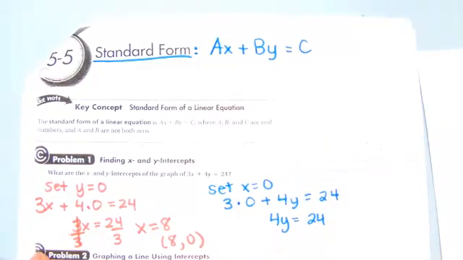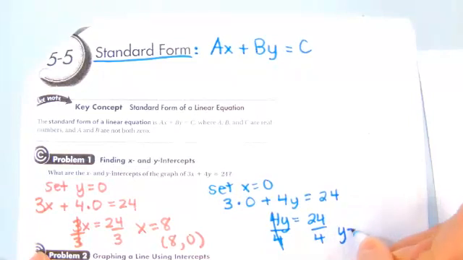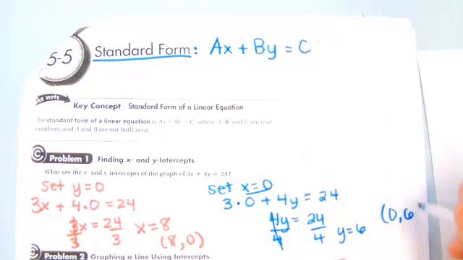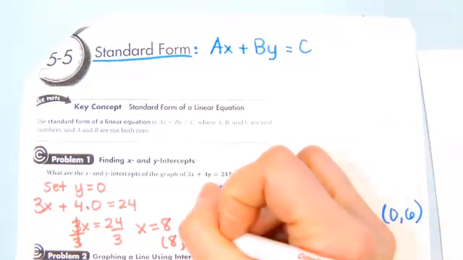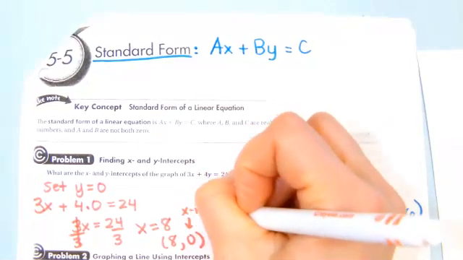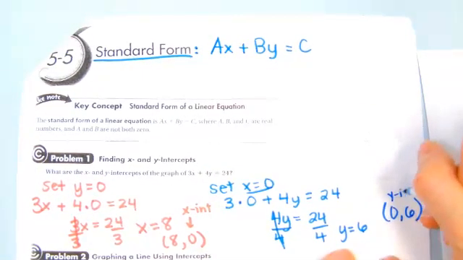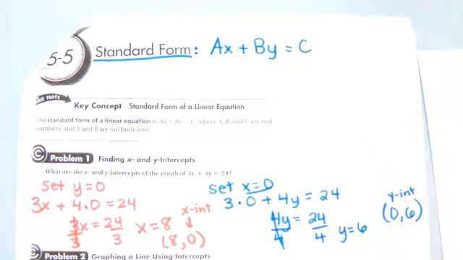And then the step to solve it is the same. I do what? Divide. Good. Okay. So y equals 6. So the y-intercept, I already said x is 0, right? So it's 0, 6. That's the y-intercept. And so let's label that. This is my x-intercept. This is my y-intercept.